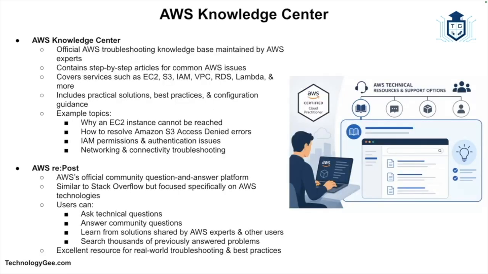All right, so next let's talk about the AWS Knowledge Center. Let's be real for a second. Sometimes documentation is not enough, and this is where community-driven resources come in. One of those resources is the AWS Knowledge Center, and this is AWS's official troubleshooting hub. This is where you're going to find articles like, why can't I connect to my EC2 instance? Or how do I fix S3 access denied errors? And the stuff that you're going to find in here are practical real-world fixes.